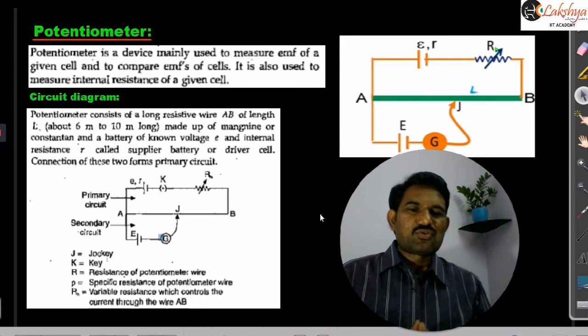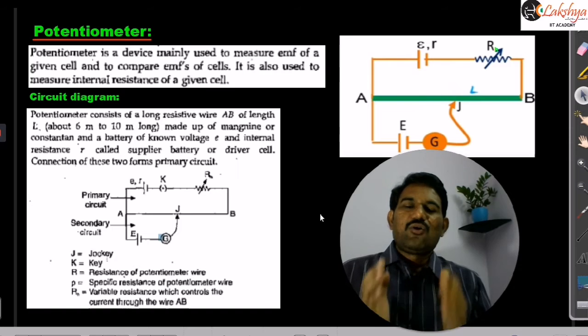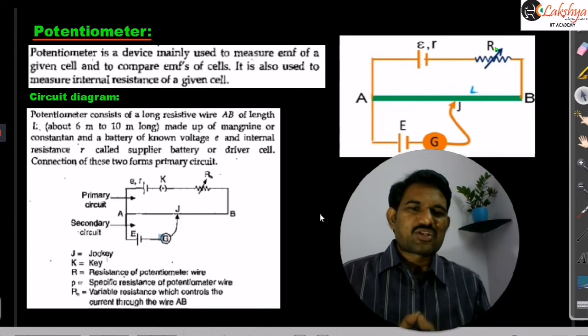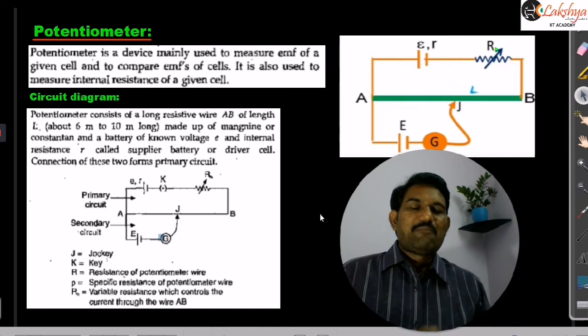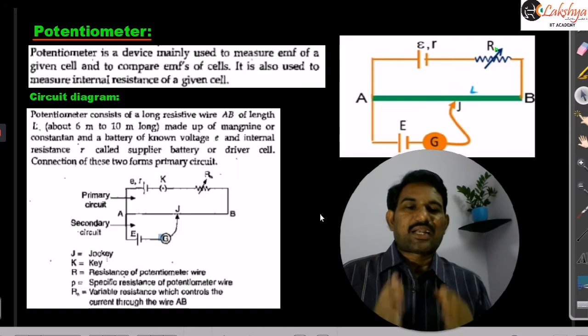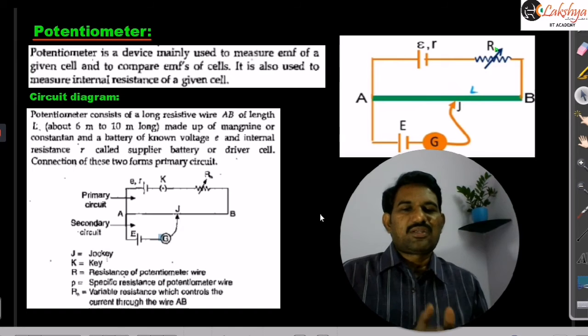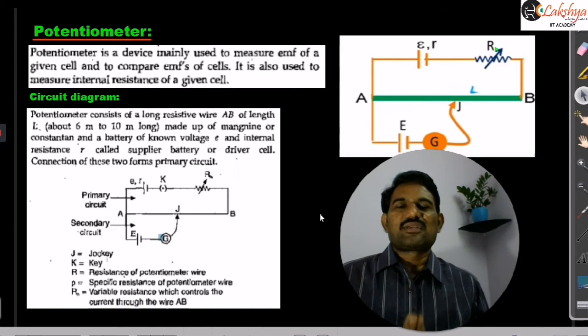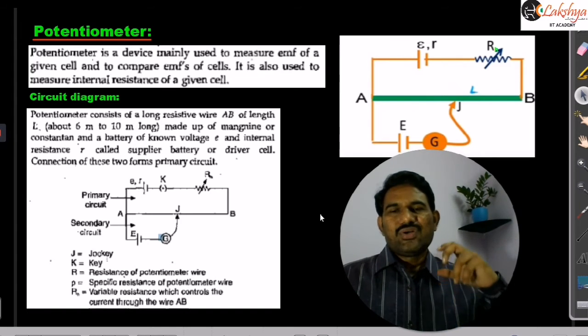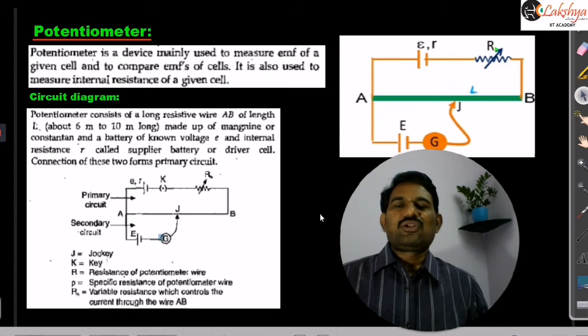We already discussed the voltmeter. A voltmeter is also used to measure the potential difference between any two points. But the disadvantage of the voltmeter is practical: we discussed what the resistance of an ideal voltmeter is. The resistance of an ideal voltmeter is infinite, and practically we say it possesses a very high resistance. But no voltmeter has such an infinite resistance, right? So any practical voltmeter does not give accurate values.